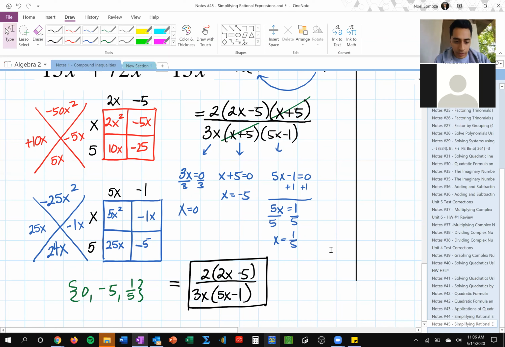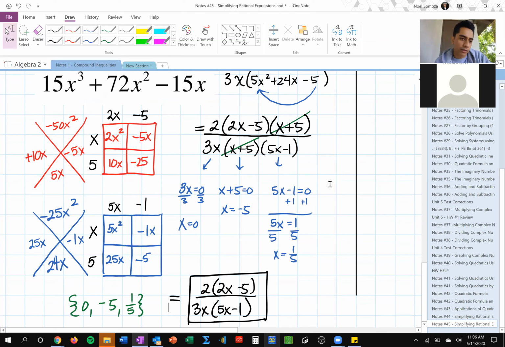All right, and that's pretty much it. That's it for today's lesson. Okay, so again, it was just more of the same, but the only added thing there was how to find those excluded values. So you factor completely first. After you have factored as much as possible, you find your zeros. You find those excluded values, you put them in curly brackets and you list them all, and then you can continue to simplify by dividing out the common factors.